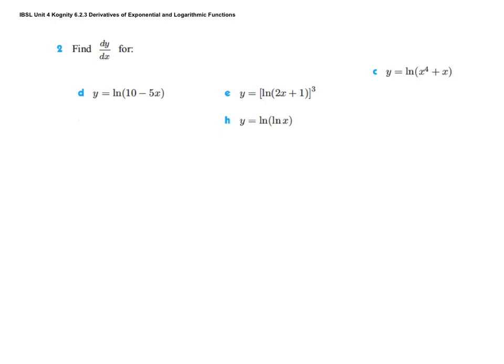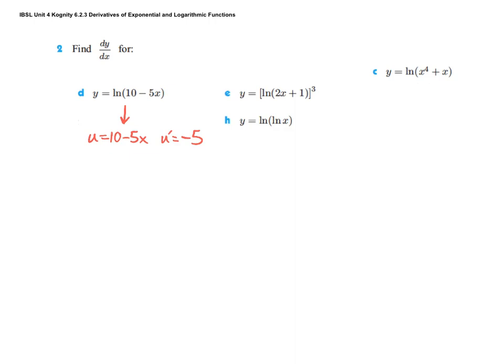Alright, let's do a couple more just to really get this down, and then we'll have you guys do it on your own, okay? Here, find the derivative of ln of 10 minus 5x. Okay? What's on the inside? 10 minus 5x. So that's your u. u prime equals negative 5.